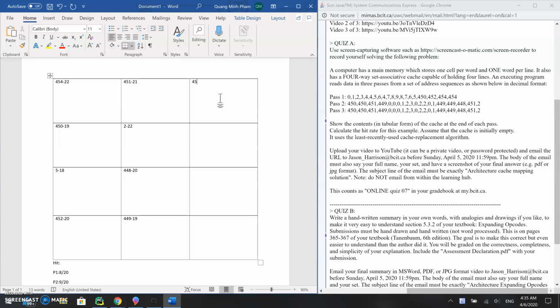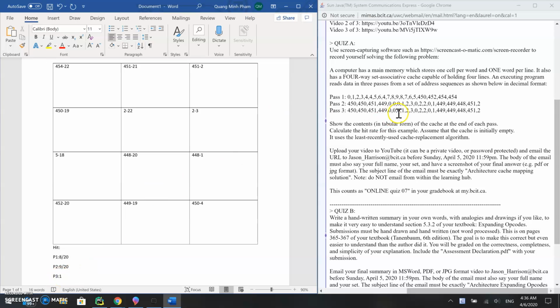For 4, 51, 2, copy the number from the last pass. 9. What happened first is 449. Make it 0, 20. Make it 1, 21. Make it 2, 22. Make it 3. Okay, let's do this quickly. 450. You don't have it, so 450 is 4. 50 here, 1. 51 again. 51, we don't have. 451 in here. It's number 6. 49, you don't have. Let's put here 49, number 7.